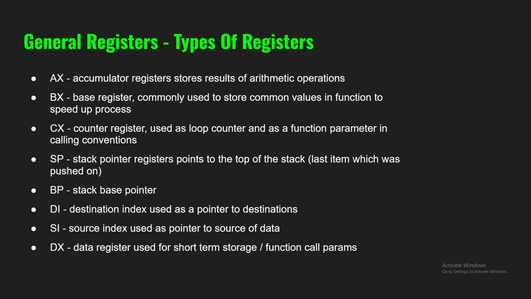So your source index will be used as the pointer to the data, the array, and then your destination index will be used to where you want to go inside that array, that kind of thing, within arithmetic operations. And then finally, DX, your data register, is used for short-term storage and function call parameters as well. This will all become a lot clearer later on, for instance, your calling conventions, what some of these registers will be used for, or things like that.